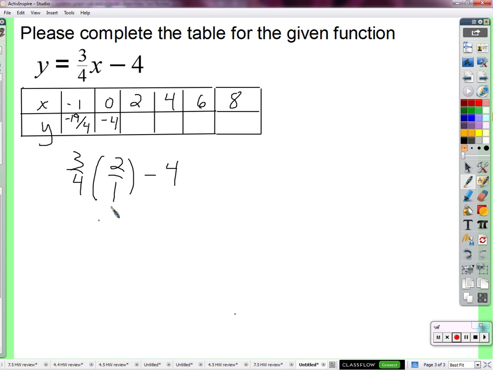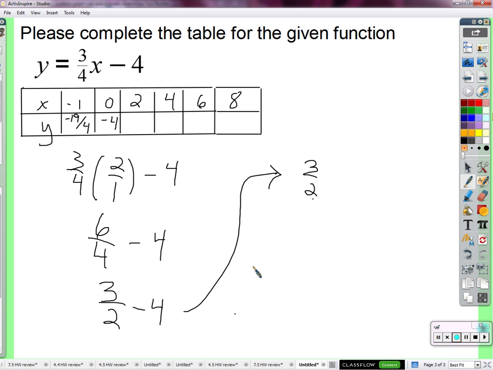So now we'll do 2 over 1. We're going to multiply straight across. Now here's something I want to show you. A lot of you got your answer in fourths, but let me show you this. 3 times 2 is 6, 4 minus 4. Now, what do you notice about 6 and 4? Dividing by 2. So now we can work in halves rather than fourths. When we get a common denominator, it'll be 3/2 minus how many halves?